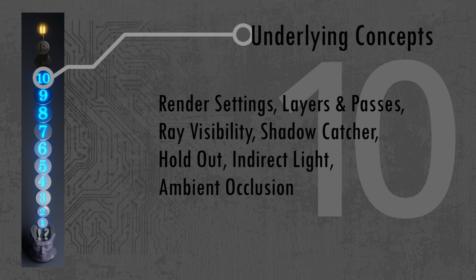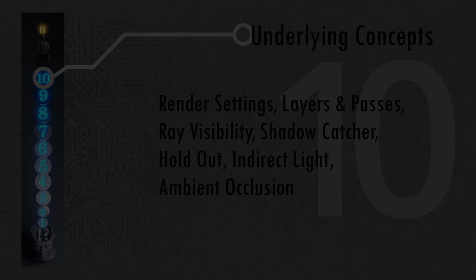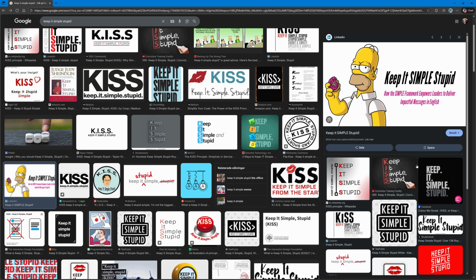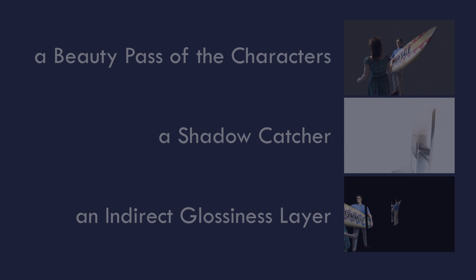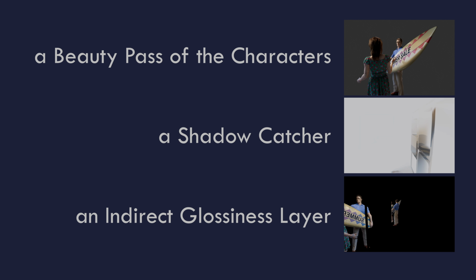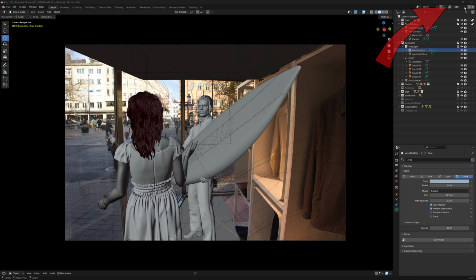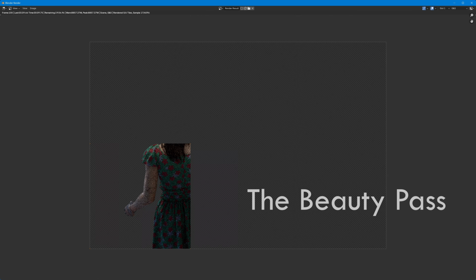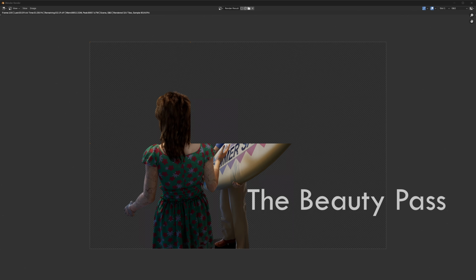It's so easy to overwork everything, so I try to do as little work as possible to achieve a good enough result. Keep it simple. In this case, I will render 3 layers: Beauty Pass, Shadow Catcher, and an indirect glossiness layer for the window reflections. The render layers are created up here. First, I render the Beauty Pass.